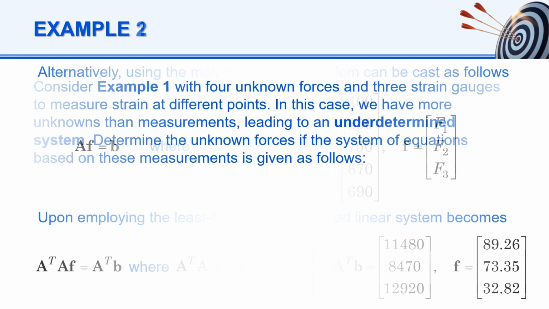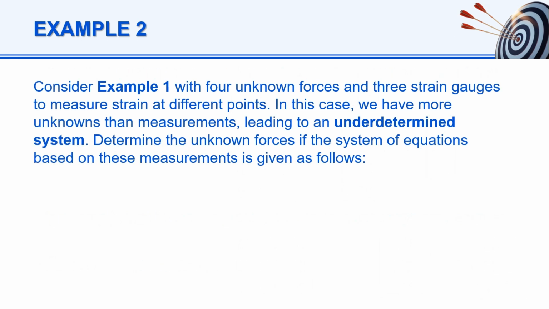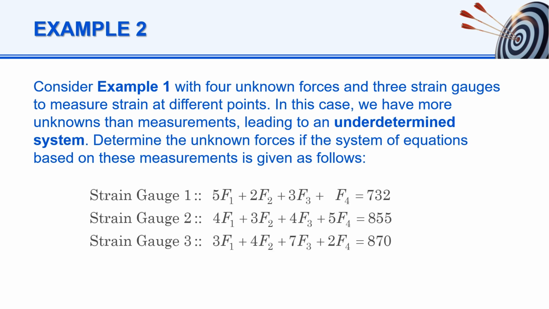Consider example 1 with 4 unknown forces and 3 strain gauges to measure strain at different points. In this case, we have more unknowns than measurements, leading to an underdetermined system. Determine the unknown forces if the system of equations based on these measurements is given as follows.